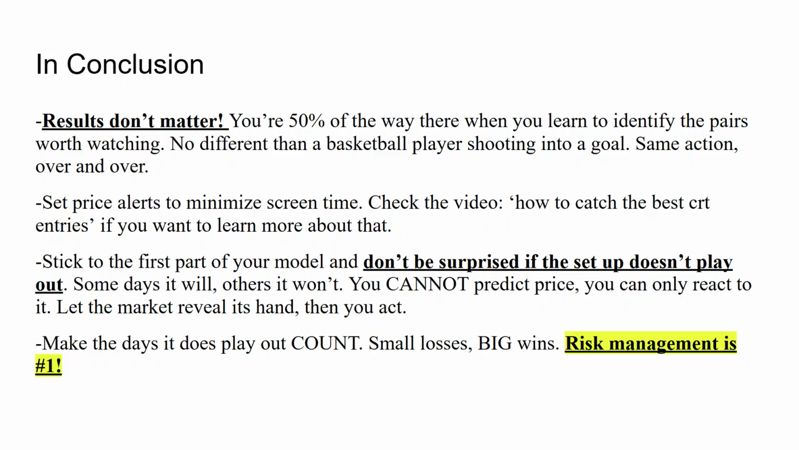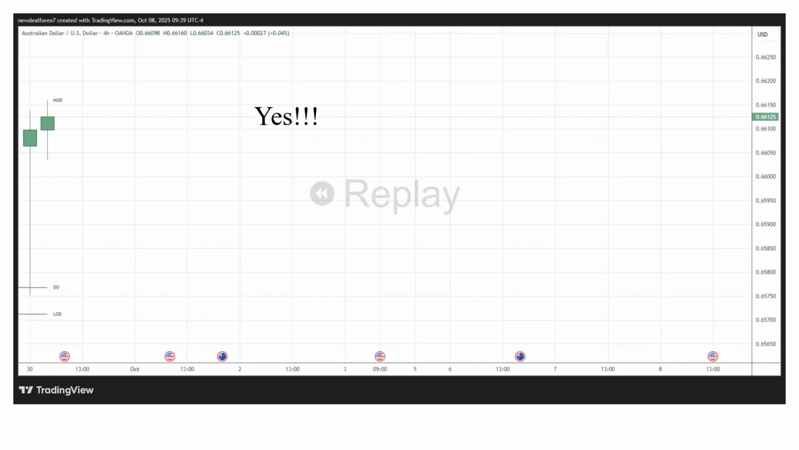But it occurs every single day. Now you might only see one. Sometimes you might see seven. But I watch all the majors and crosses. There's at least one a day. Do I catch them? Do I catch them all? No. Do I take losses? Yes. But I see this type of price action every single day.